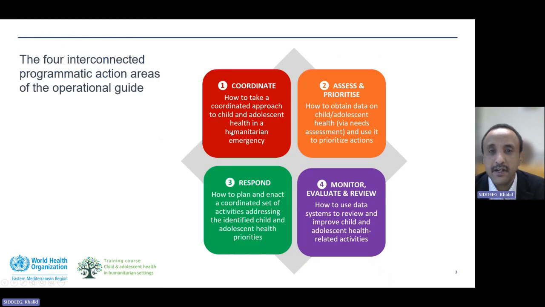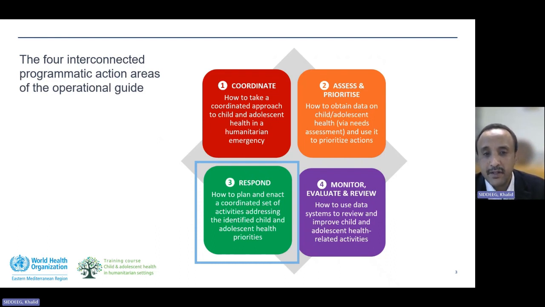The guide is organized around 4 interconnected programmatic action areas. Those areas start from coordinate, then assess and prioritize, and we have finished those 2 areas in the previous 2 weeks. Today, we will be looking at respond, which is the third module, and is mainly about how to plan and enact in a coordinated way to make sure that a set of activities is implemented addressing child and adolescent health priorities in humanitarian settings.